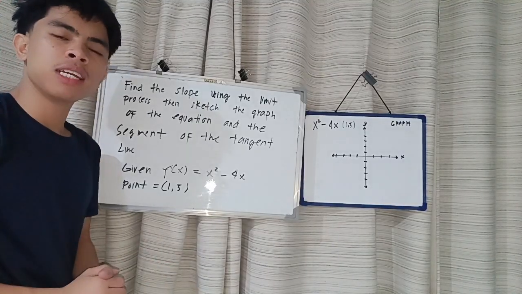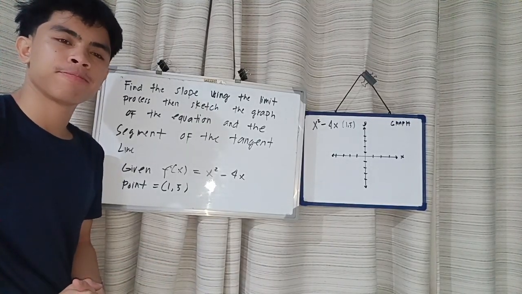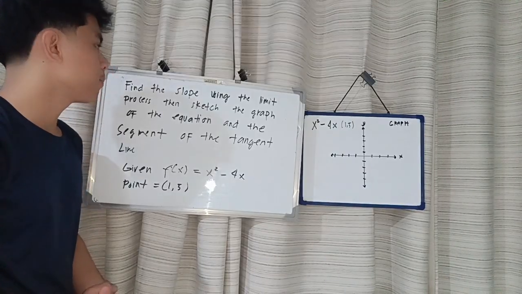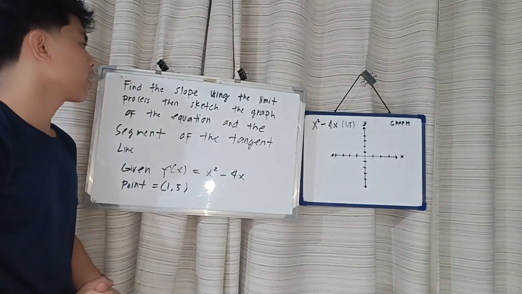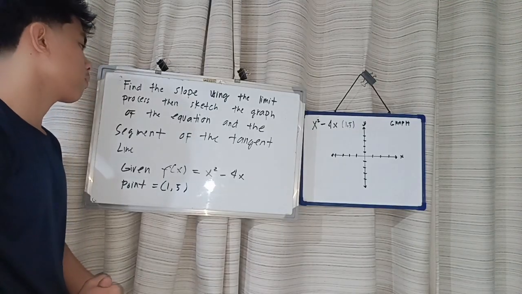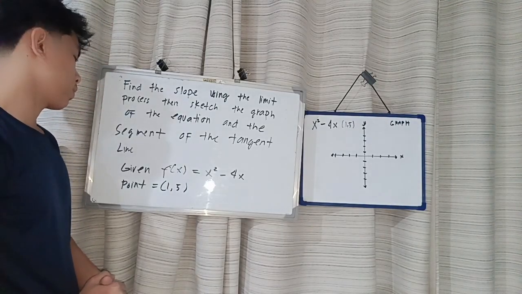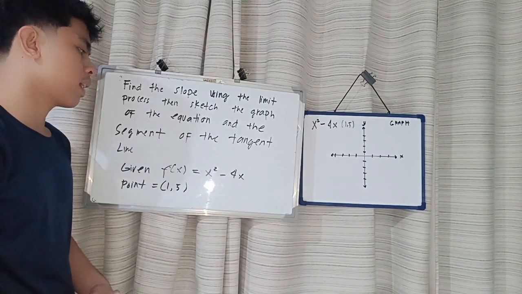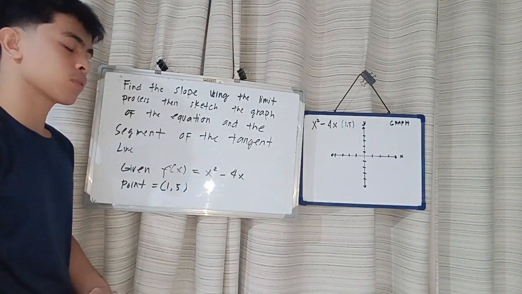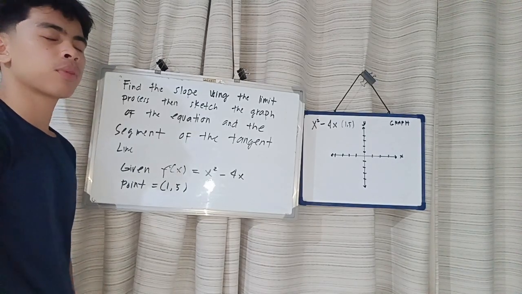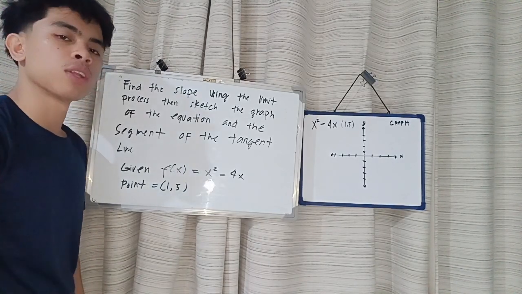I'm Jason Hernando, a third year student, and this time I will discuss how to find the slope using the limit process, and sketch the diagram of the equation and the tangent line, given f of x equals x squared minus 4x with the point (1, 5). Let's start.